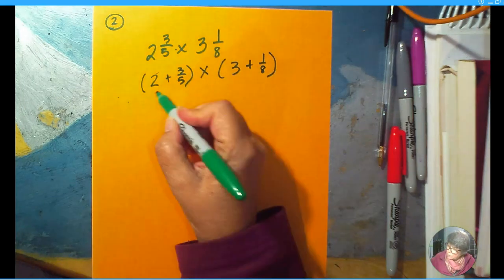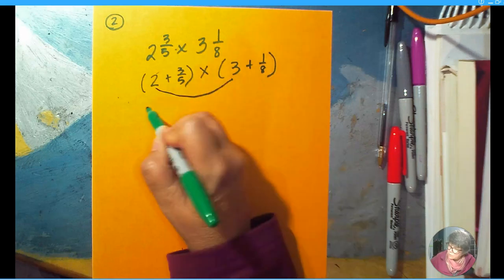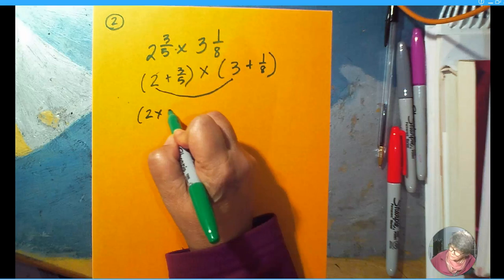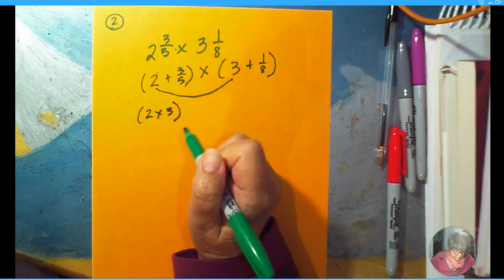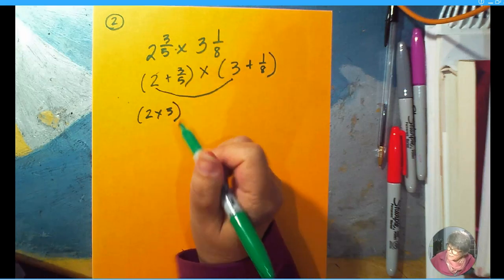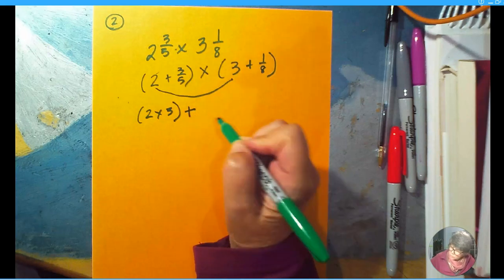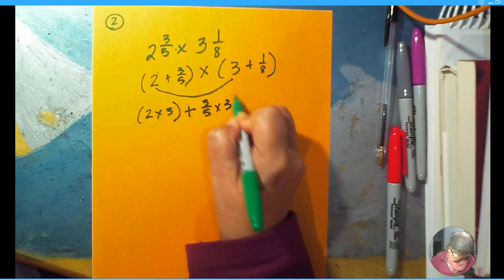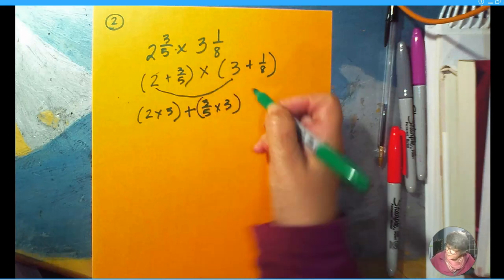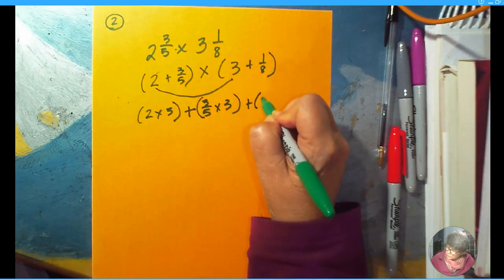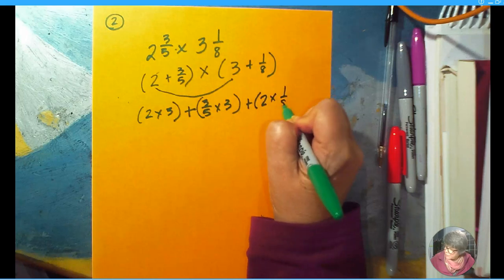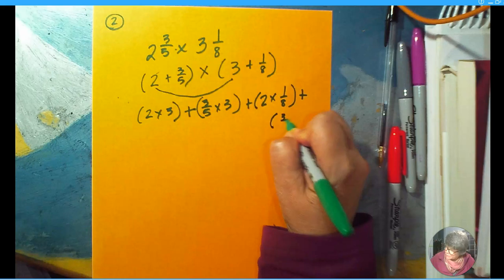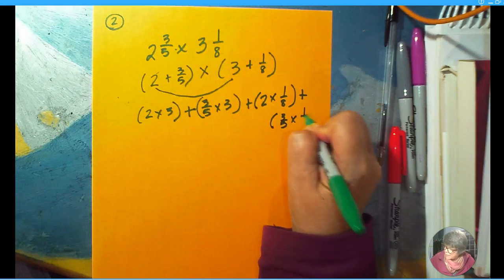Then we're going to take our whole numbers and multiply them together. So we're going to do 2 times 3. Okay, and then we're going to add that to 3/5 times 3, and then we're going to add that to 2 times 1/8, and then we're going to add that to 3/5 times 1/8.